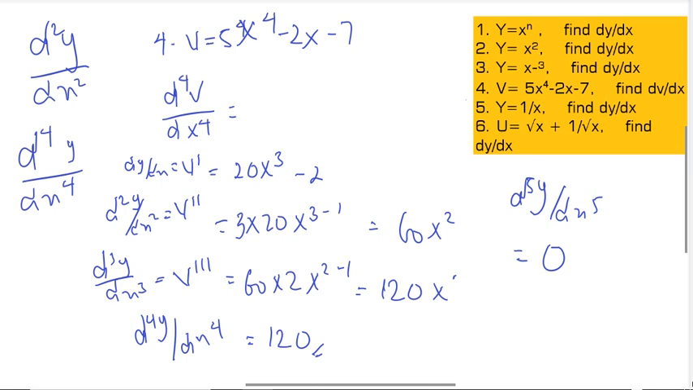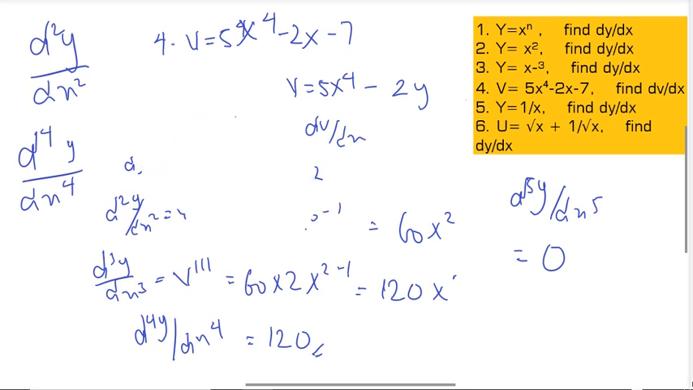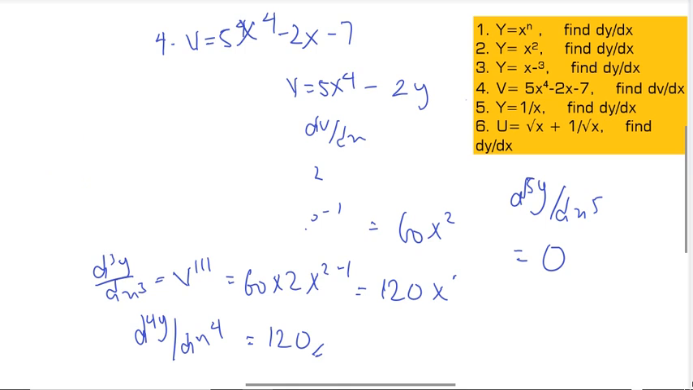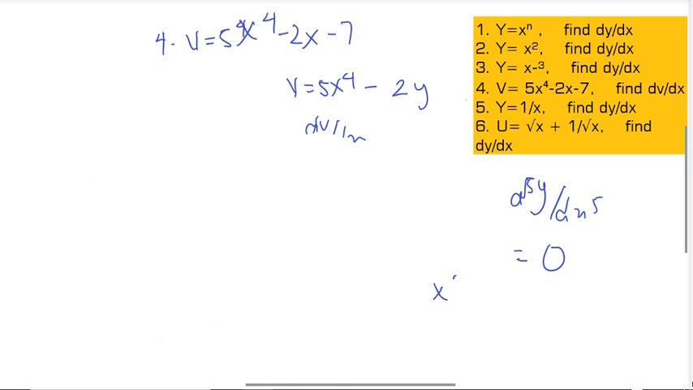So let's say we have something like this: v is equal to 5x raised to the power 4 minus 2y, right? And they ask us to find dv dx, right? This one is under partial differentiation. It's under partial differentiation, but let me just explain it quickly here, in case I'm not able to touch partial differentiation later on.